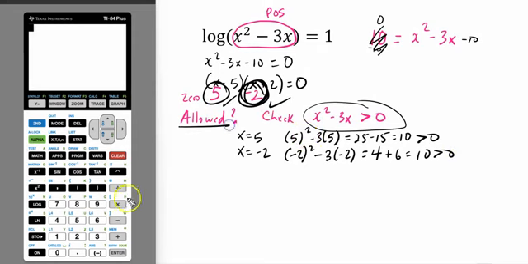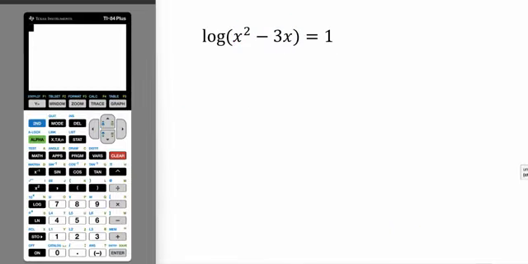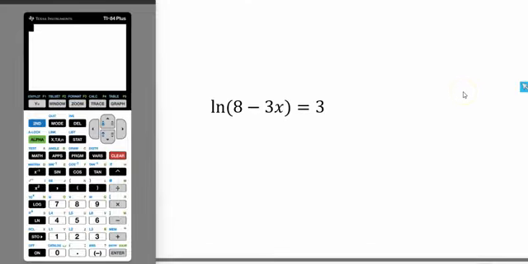So you absolutely must check that your answers are allowed in the original equation. So my solutions are x equals negative 2 and 5, or sometimes books will just write a solution set like that. Okay. All right, so let's move on to the next problem.